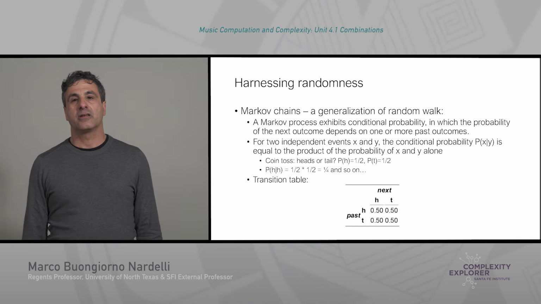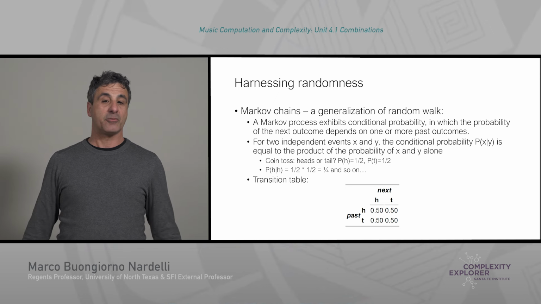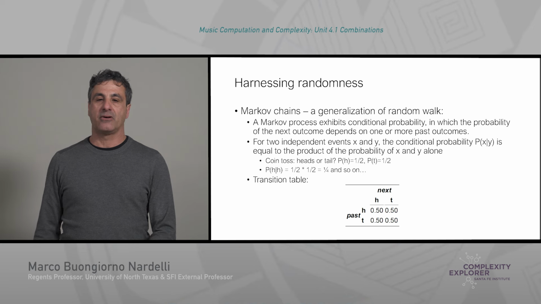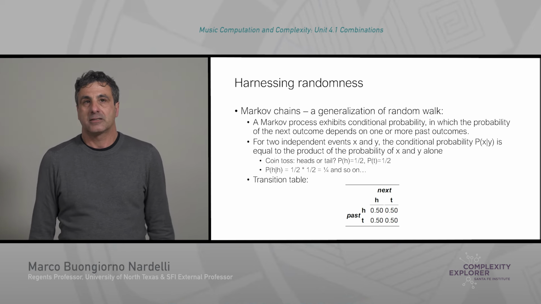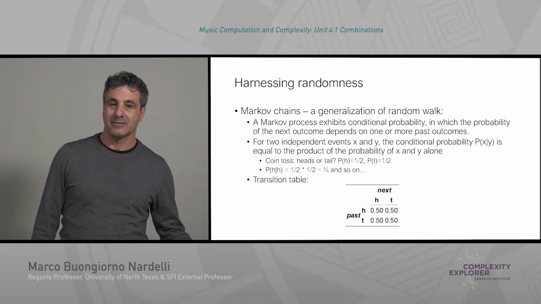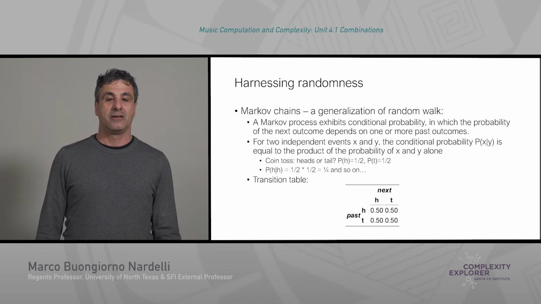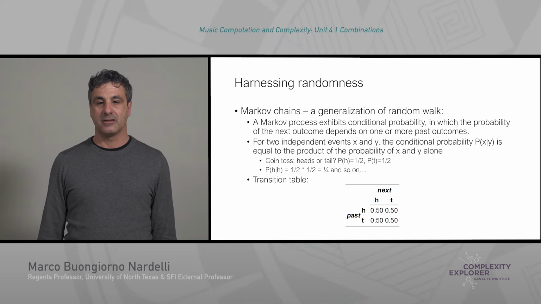The next thing that I want to introduce here is the concept of Markov chains as a generalization of a random walk. A Markov process exhibits a conditional probability where the next outcome depends on one or more of the past outcomes. The classical example of a Markov chain is the coin toss process, where for each coin toss you have an equal probability of tossing the next instance of the coin, heads or tails. These processes can be summarized using transition tables, which are matrices of probabilities. As in this example in the view graph, you have a 50-50 balanced Markov chain for the coin toss, where head has an equal probability of going to head or tail in the future, and tail has an equal probability of going to head or tail in the distribution.